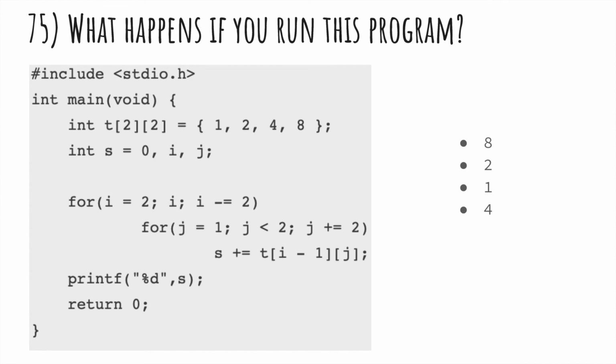How about this question? We have two for loops. We have s equal to 0, then we have i equals 2, while i, we're going to subtract by 2, and j equals 1, less than 2, we're going to increment i by 2. The nice thing about this is that we'll only have to increment s one time, because the for loops will end after the first time. So s plus equals t of i minus 1, so t of 1, j. So t of 1 of 1, so t is 2 by 2, so 1 of 1 is actually the last one here, since these two are the first row, these two are the second row, so 8 is in the second row, second column, so s plus equals 8, s equals 8, and that's your final answer.